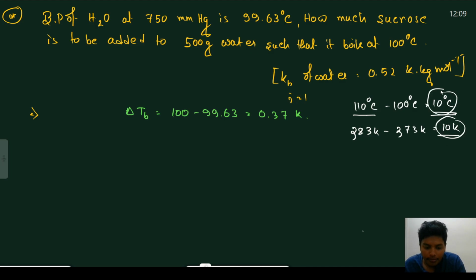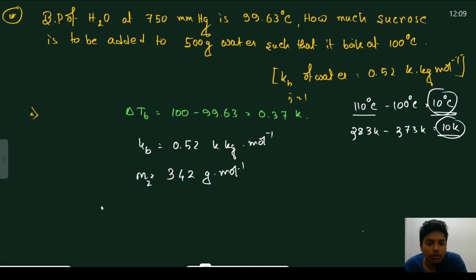Clear? Yes, sir. So Kb is equal to 0.52 Kelvin kg mole inverse, given. The molar mass of sucrose, M2, is given as 342 gram mole inverse. Now we know delta TB is equal to i into Kb into mass of sucrose divided by molar mass of sucrose, 342, into weight of water.